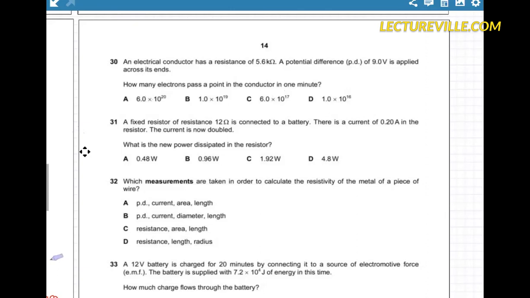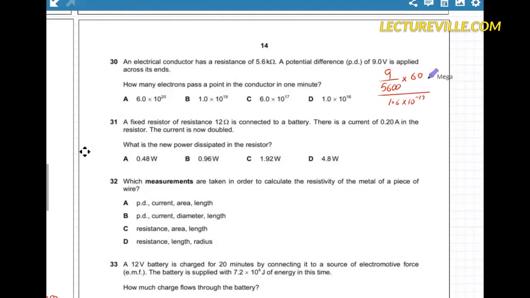So let's do it. 9 volt divided by 5600, that will be current, multiply by 1 minute means 60 seconds, and then we have to divide the whole thing with elementary charge, which is 1.6 into 10 to the power minus 19.